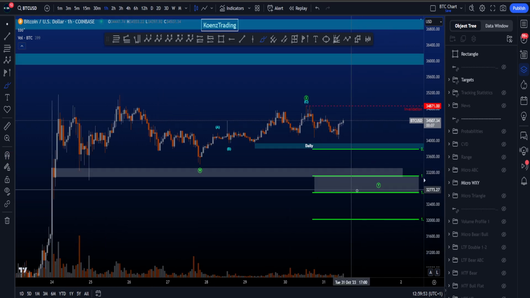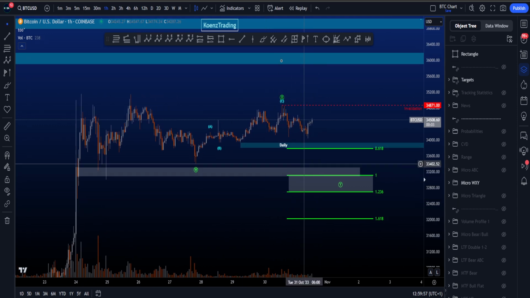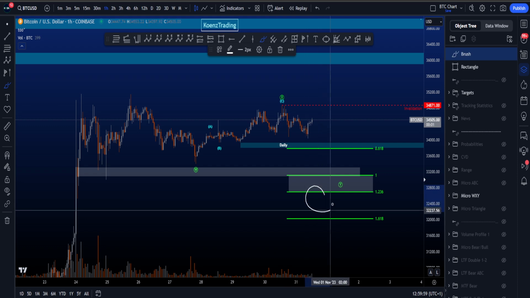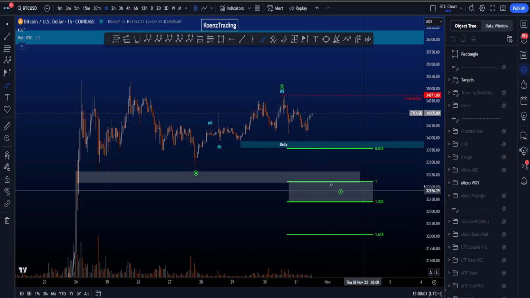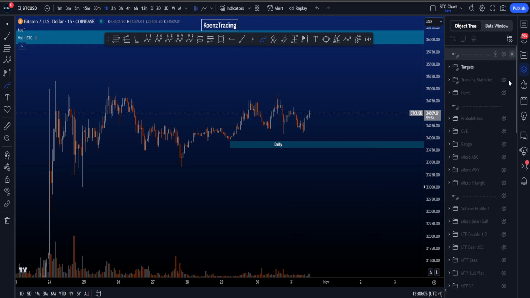So also with this WXY, the target for wave Y would be on top of this order block, but you don't really want to see candles starting closing over here in this particular scenario. So this is an interesting 1 hour order block to keep your eye on.